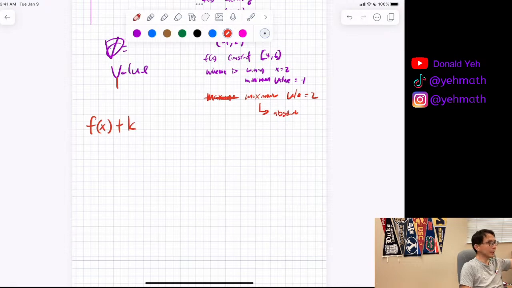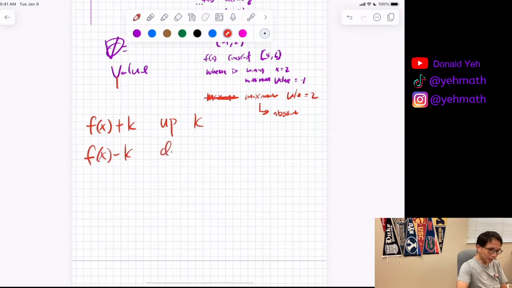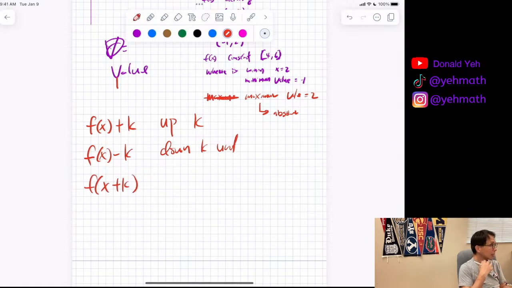Okay. In this case, the majority did win, because f of x plus k means the graph's going to go up k units. Now, f of x minus k is going to go down k units. So that means every single point, the graph is going to go up, or every single point is going to go down. Is that okay? Now, I can have this f of x plus k. Now, what do you think this graph's going to do?